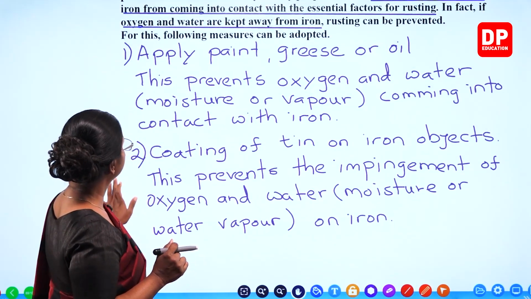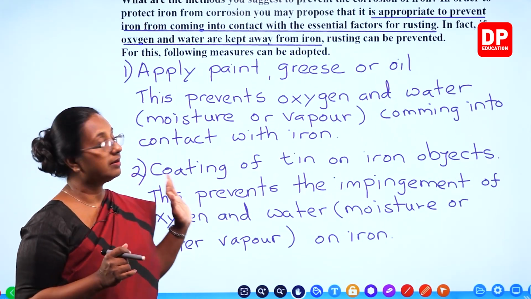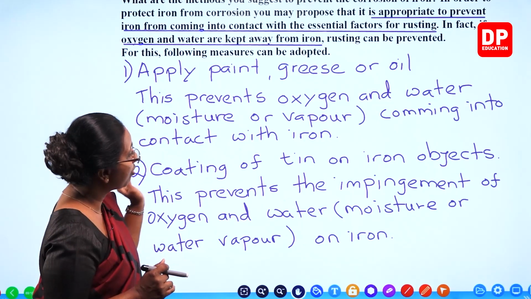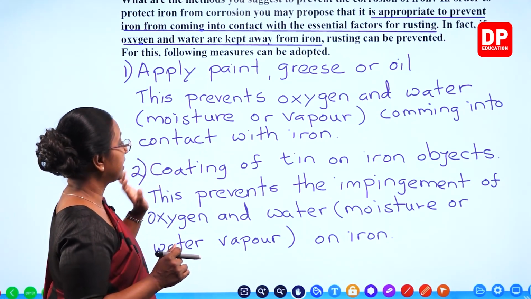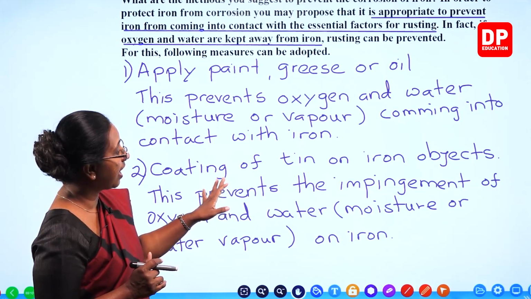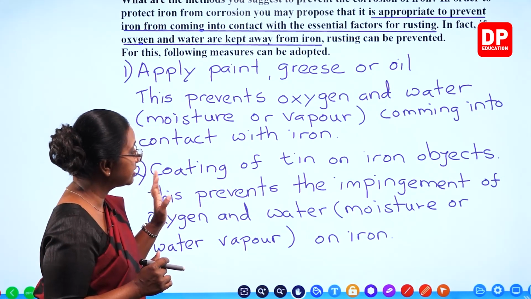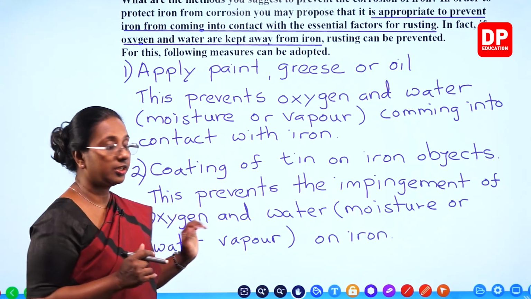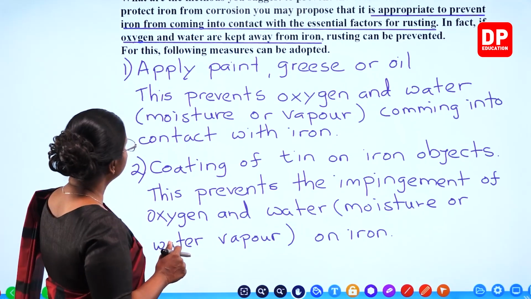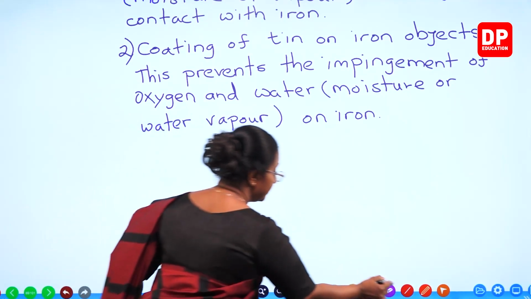Two methods. Now one method, we apply paint, grease or oil. So this prevents oxygen and water, that is moisture or vapor, coming into contact with iron. And the second method, coating of tin on iron objects, and this prevents the impingement of oxygen and water, that is, it can be moisture or water vapor on iron. So you can understand this way, students.